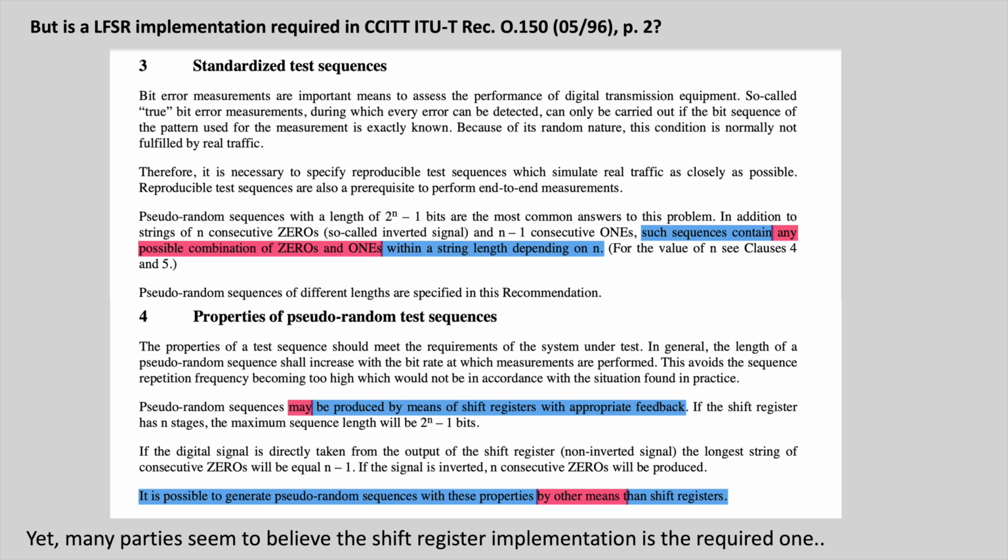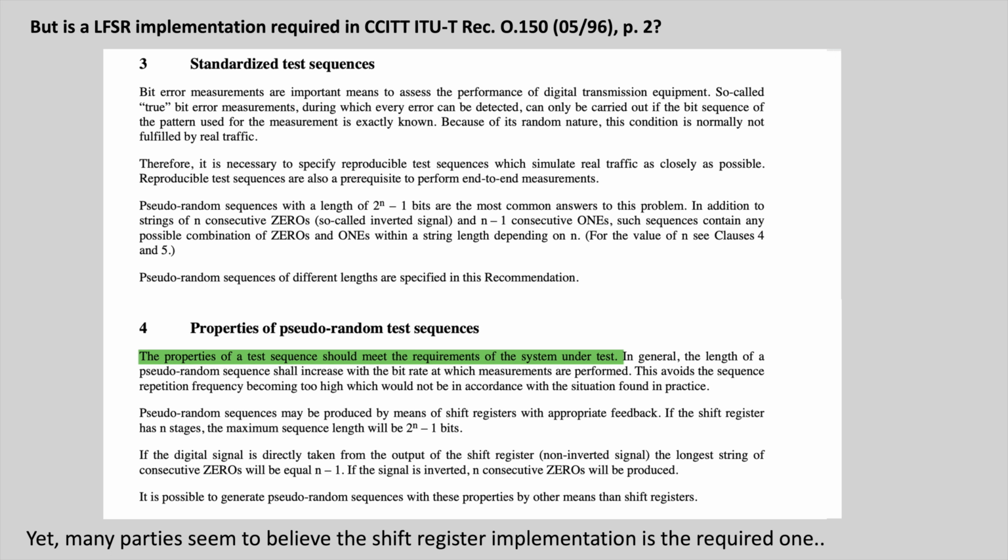At the same time, a little bit higher, it also says that the properties of a test sequence should meet the requirements of the system on the test. And that's a little bit of a difficult requirement in the standard, because the system on the test might differ, and you have to comply with that, but what it is and how it complies, the standard doesn't explain that. So yeah, it's a bit of a difficult standard.